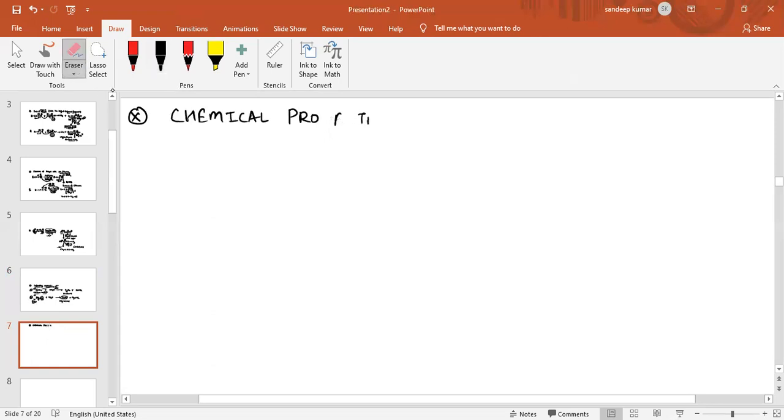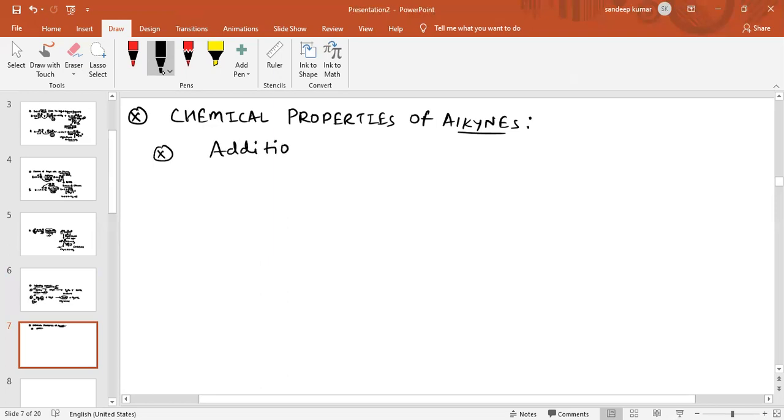Chemical properties of alkynes. What are the chemical properties of alkynes? This is very easy, as you will see. The first chemical property I am going to discuss is addition of hydrogen.